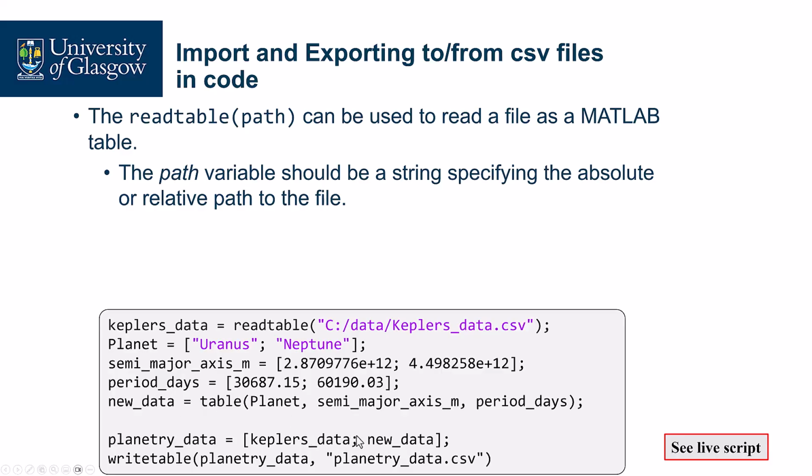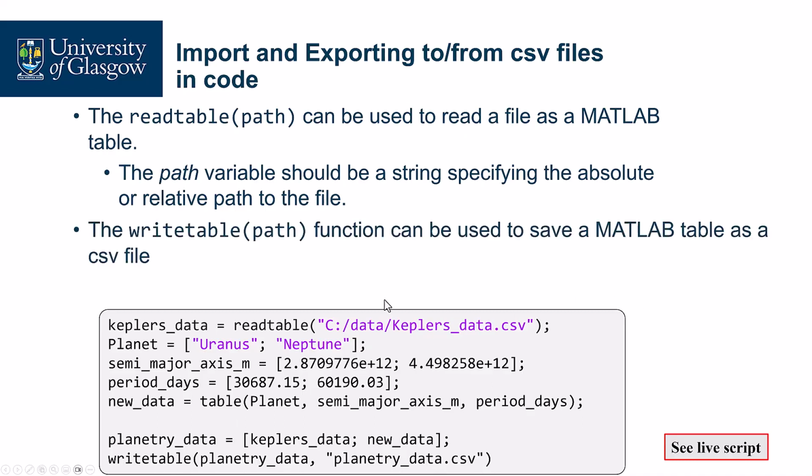We can concatenate them using the semicolon. It means we add additional rows of this row and this row, right? Additional rows. Then the result is called planetary data. I want to export this one to an external file called planetary data.csv. The function I use is the writetable function. I can use this one to write this data to this .csv file. Because I didn't provide the path, the file should appear in the current folder, right?